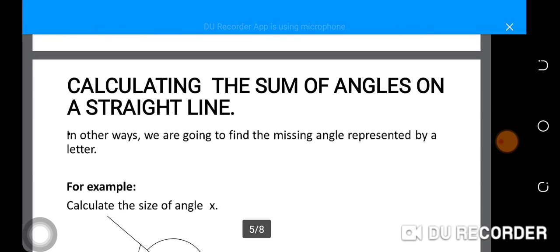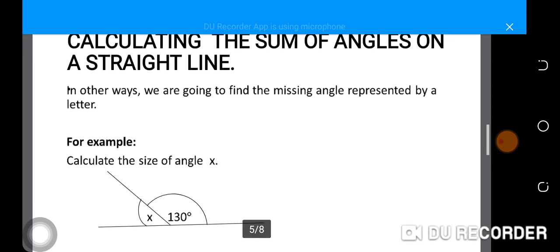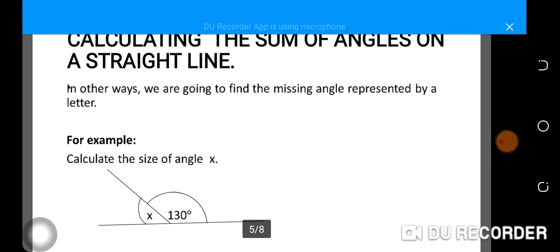Now, how are we going to calculate the sum of angles on a straight line? That is the question that we need to answer. We should make sure that by the end of this lesson we are able to calculate the sum of angles on a straight line. In other words, we are going to find the missing angle represented by a letter, or work out the size of an unknown angle.